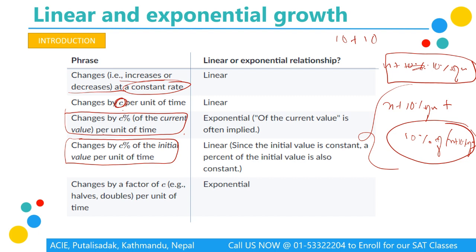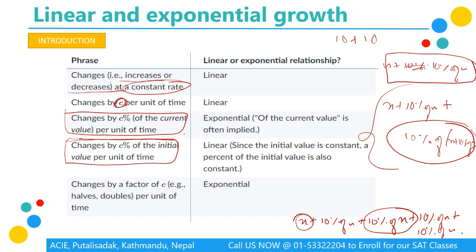Changes by c% of the initial value. That means in this case, if x has 10% of x added, then the next day also 10% of the initial value, which was x, is being added, 10% of x, and another day again 10% of x is added. So the thing that is getting added up is not changing every day, it's the same. Hence this equation is going to be linear. So it's very important to put special care in the words that are being used.